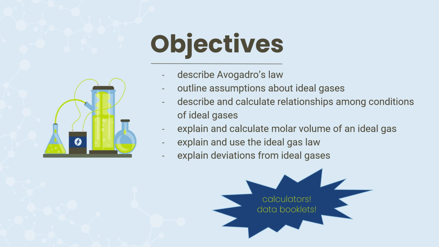We are going to describe Avogadro's law. We're going to talk about some assumptions about ideal gases. We're going to describe and calculate relationships amongst all kinds of conditions of ideal gases, volumes and temperatures and pressures, namely. We're going to explain and calculate molar volume of an ideal gas. We're going to explain and use the ideal gas law. And we're also going to explain deviations from ideal gases.